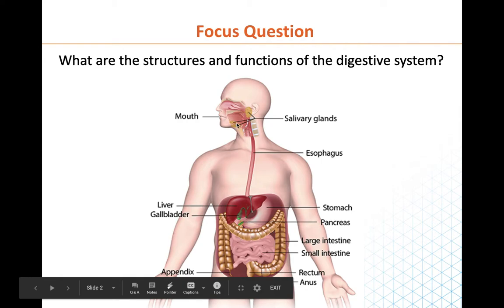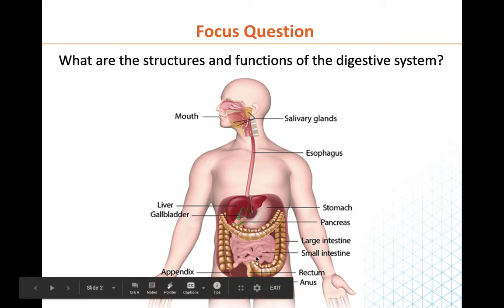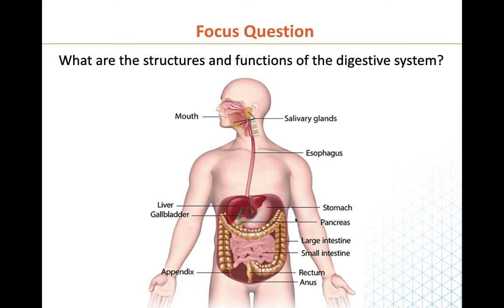So you have your mouth. You have an esophagus, which leads to the stomach, and then you have your small intestines, and then your large intestines, and then you have all of these extra little organs on the side, which are essential. So you have your pancreas, your liver, and your gallbladder, which are also extremely important when it comes to digestion, and we're going to be talking a little bit more about that sometime this week.